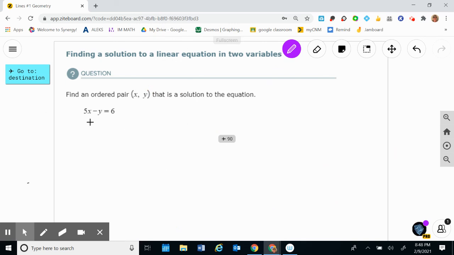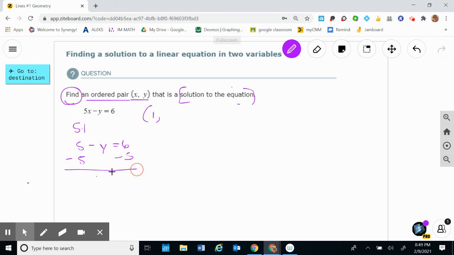That's how you solve that one. I hope this is coming back to you. Now this one says find an ordered pair x, y that is a solution to the equation. It doesn't matter which; you just need to find a solution. So let's say I pick 1. 5 times 1 is 5. 5 minus some number is equal to 6. Then you get -y equals 1, so y equals -1.